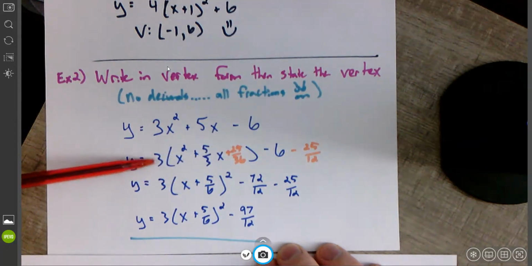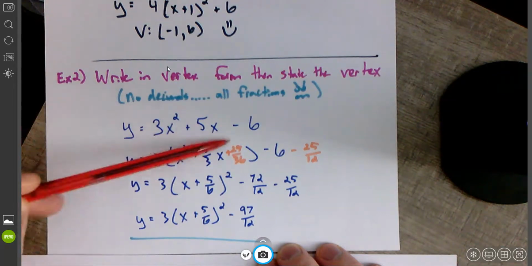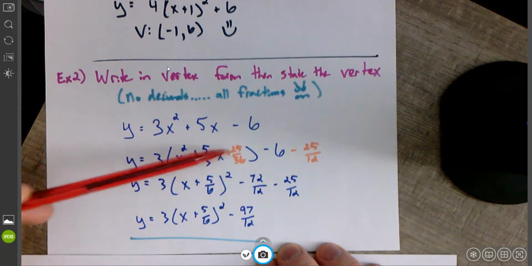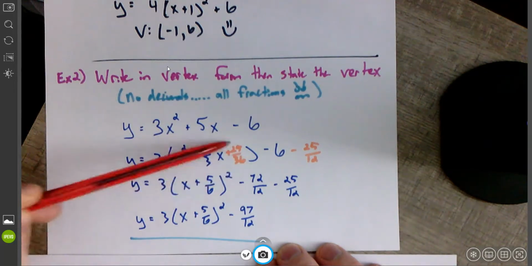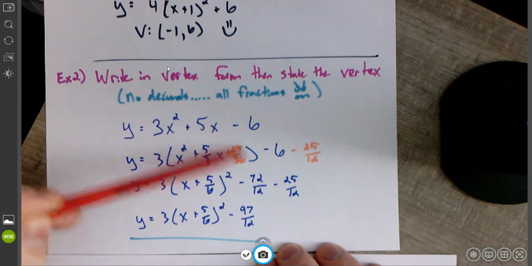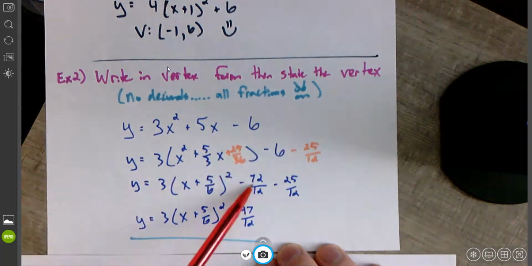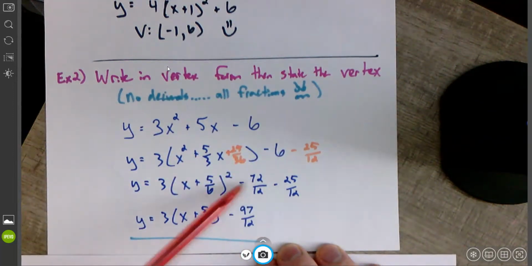Because of the distributive property, 3 times 25 over 36 is 25 over 12. The 3 and the 36 cancel. So by placing this here, I just added 25 over 12. If I add it here, I'm going to subtract it here to balance it out. Common denominator for these two, and then just clean it up.